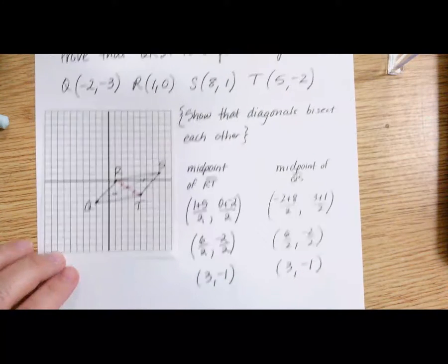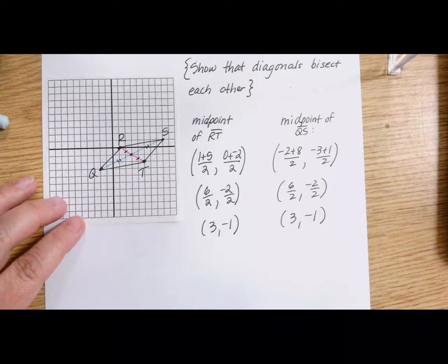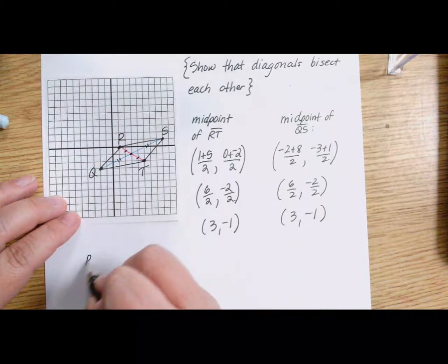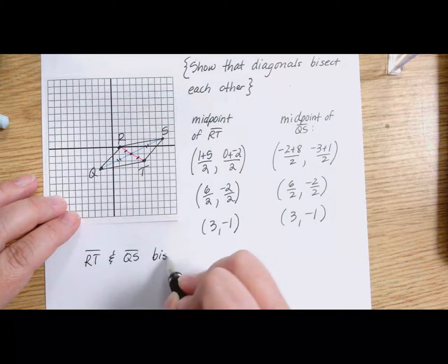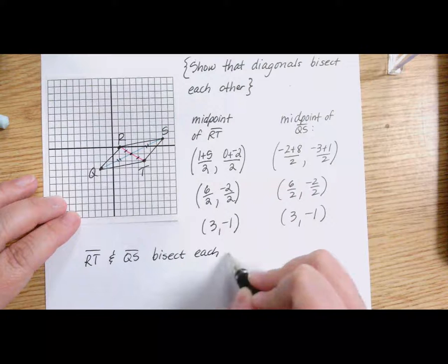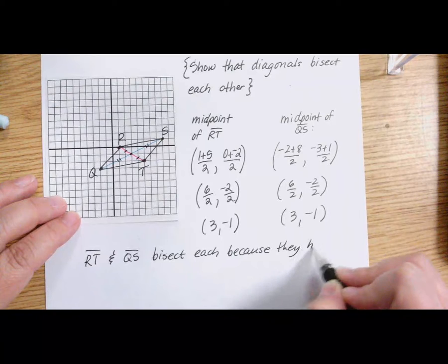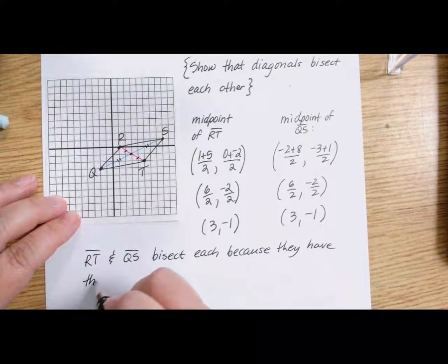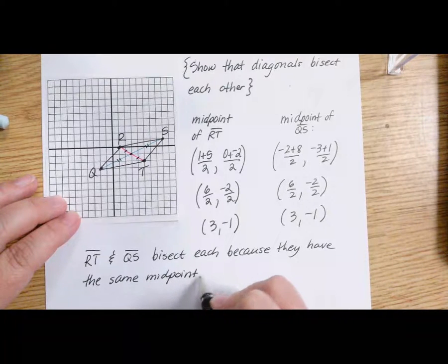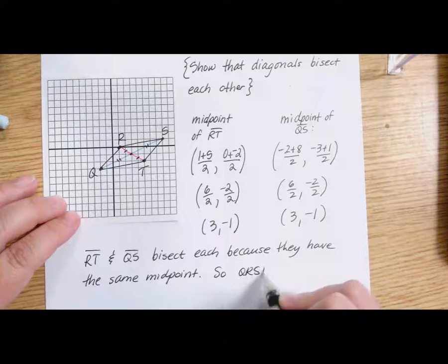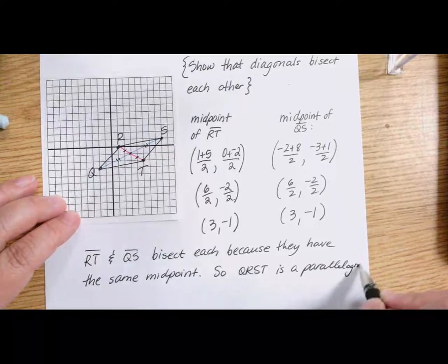Okay, so I would probably make a conclusion that shows the reader what I have proven. I need to explain what I've done. And I say RT and QS bisect each other because they have the same midpoint. So QRST is a parallelogram. Now, I'm running out of room.